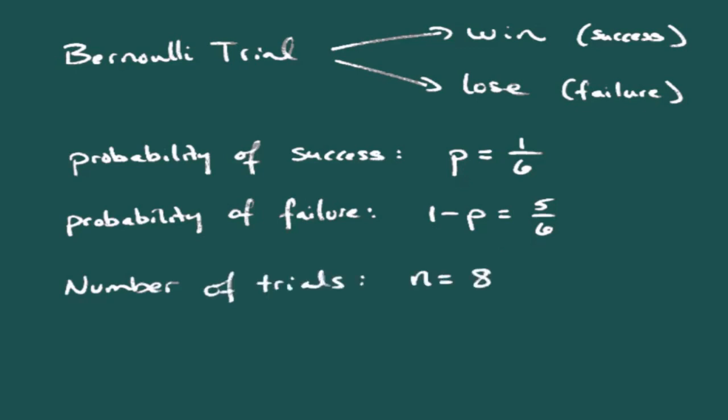The number of trials is the number of times that we're playing the game, 8. The number of successes that we're interested in, k, is 3.